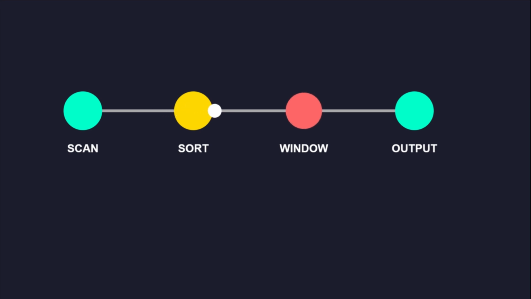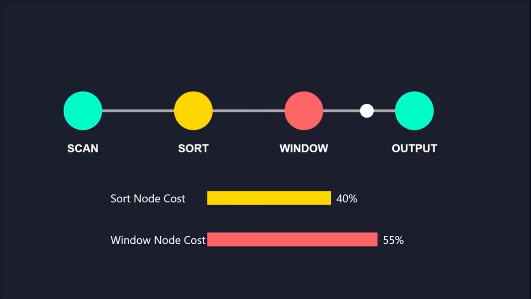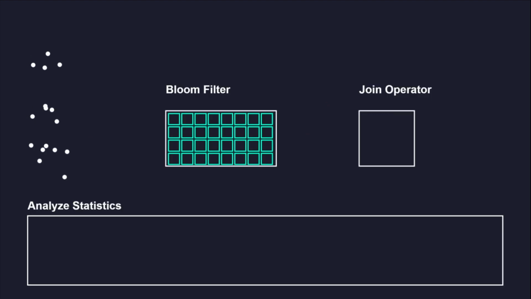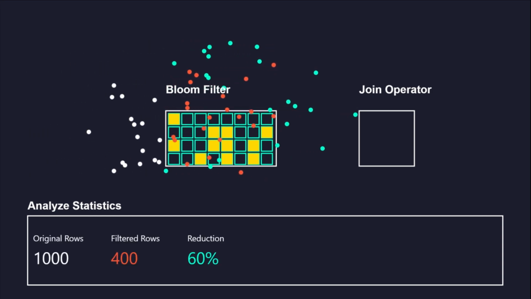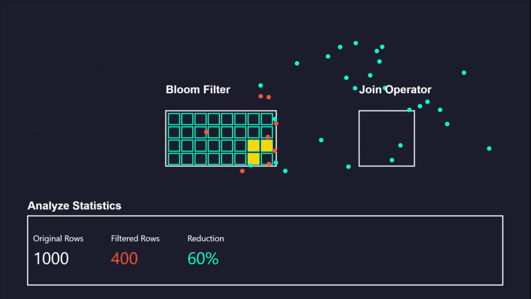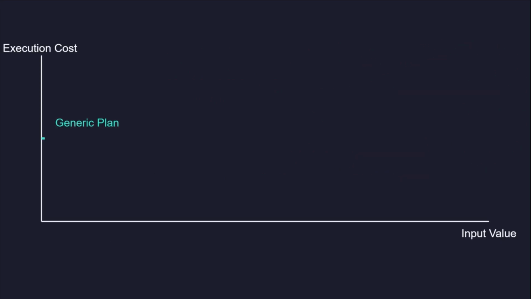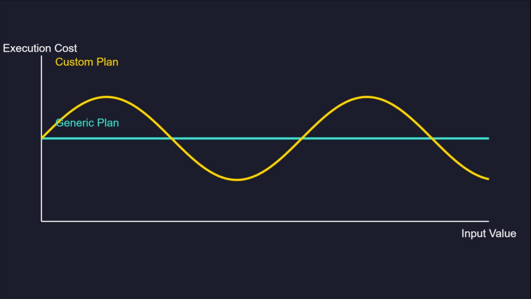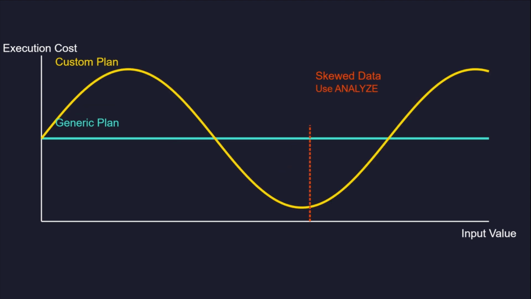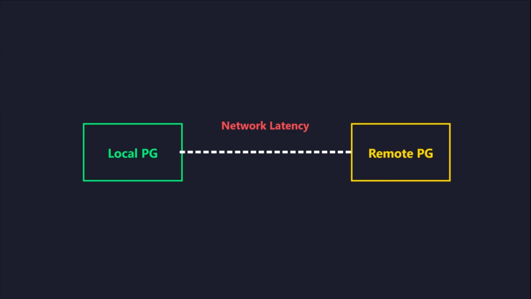Window functions like row number or rank require their own sort and materialize steps. Monitor the analyze output for high overhead in these specific nodes. Advanced plans use Bloom filters to drop irrelevant rows before they even hit a join. Analyze confirms if the filter effectively reduced the inner relation size. Prepared statements might use a generic plan that ignores specific parameter values. Use analyze with different inputs to see if the plan changes for skewed data.